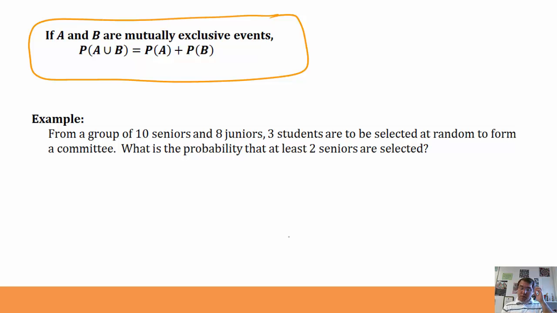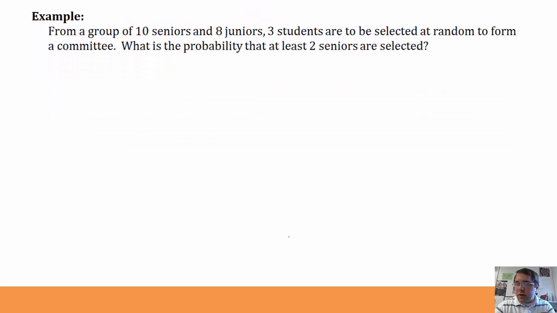So for example, from a group of 10 seniors and 8 juniors, 3 students are to be selected at random to form a committee. What is the probability that at least 2 seniors are selected? Okay? Well, at least 2 seniors could occur in 2 different ways. I might have 2 seniors and 1 junior, and then I've got at least 2 seniors. Or I might have 3 seniors and no juniors. Those are my 2 options if I'm going to get at least 2 seniors. Okay, so we'll call this event of 2 seniors, 1 junior, event M. And we'll call the event of 3 seniors, event N.